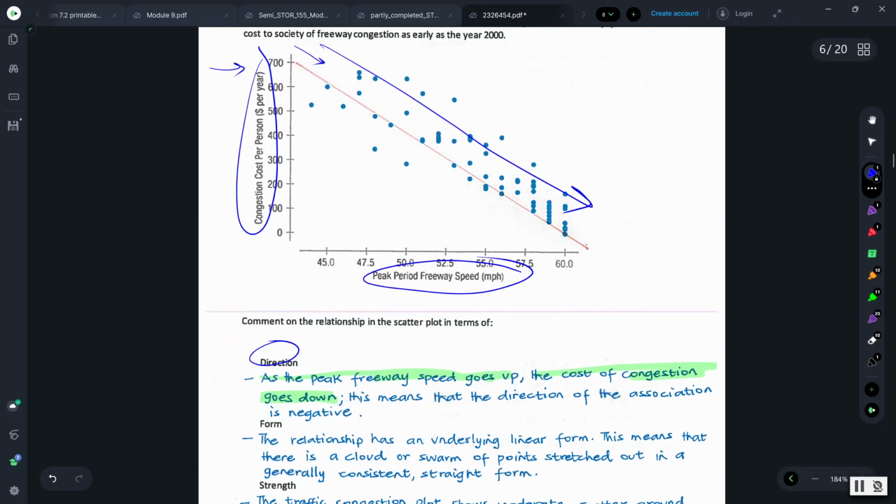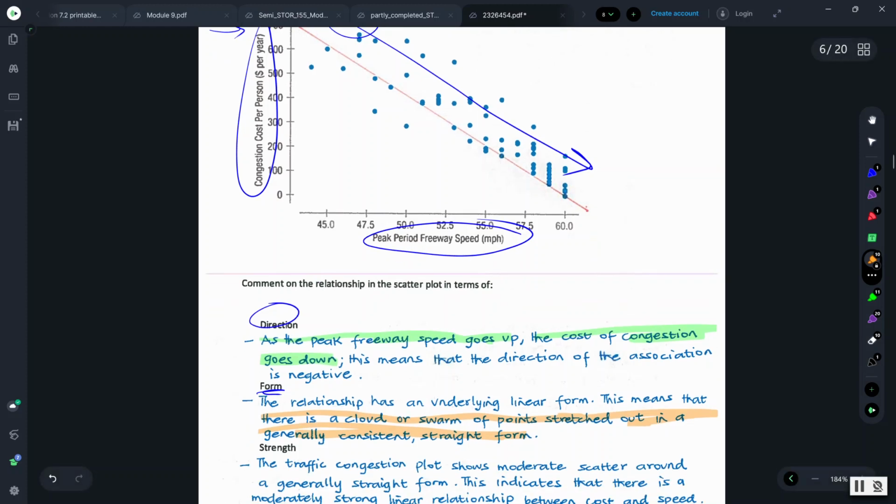Of course, what is the form? The form is definitely linear. And this means that there is a cloud or swarm of points stretched out in a generally consistent or straight form. Then we proceed to talk about the strength of the relationship.